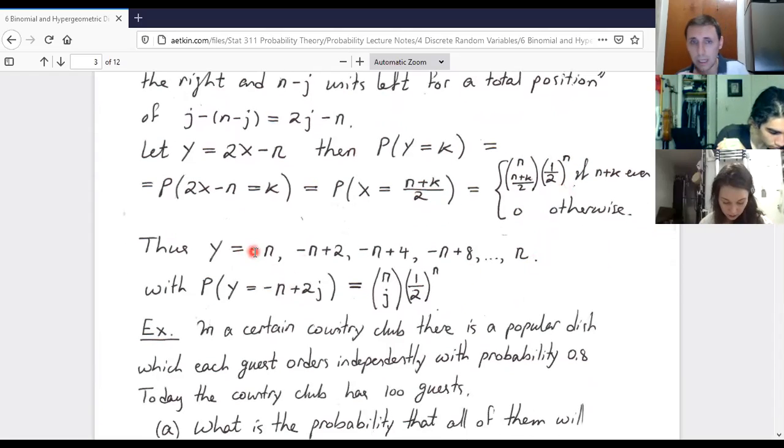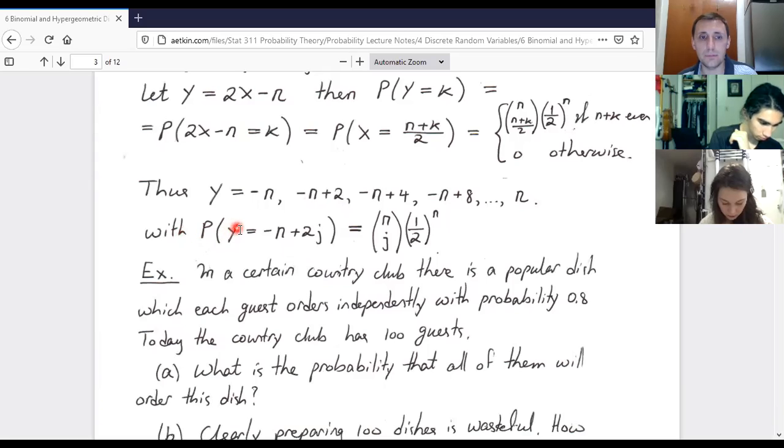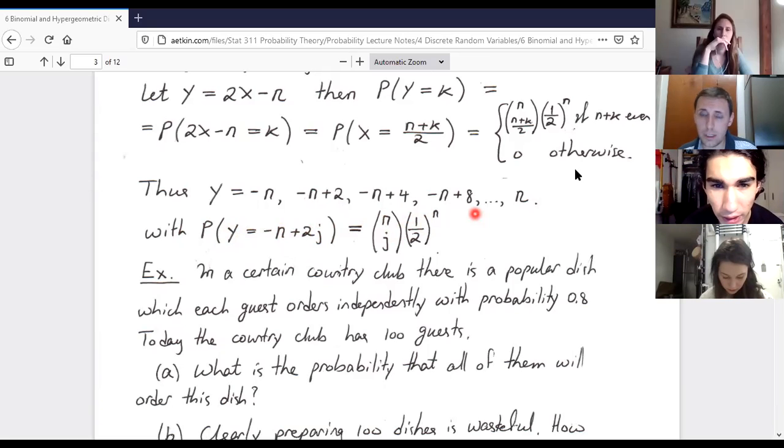And what could y be? Y could be equal to everything: it's minus n, or minus n plus 2, or minus n plus 4, or minus n plus 6, all the way to n. I move in increments of 2. So for example, y equal to minus n plus 2j has the probability n choose j times 1/2 to the n. You understood how I solved it, I guess, more or less, yes?